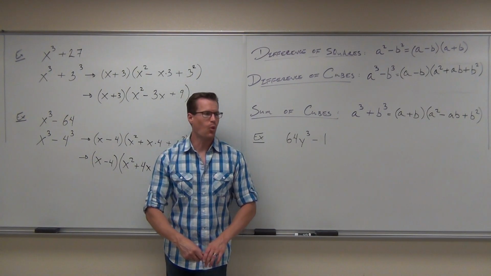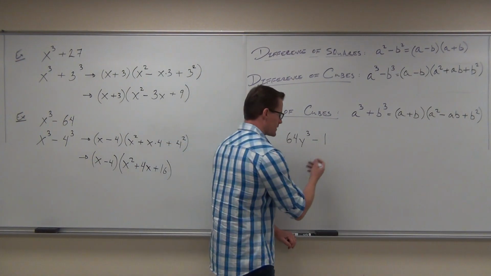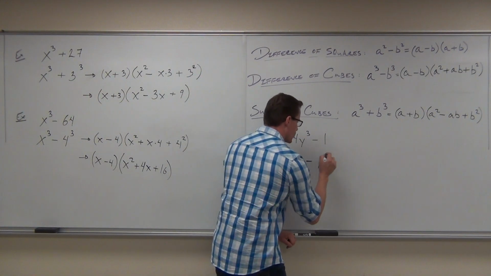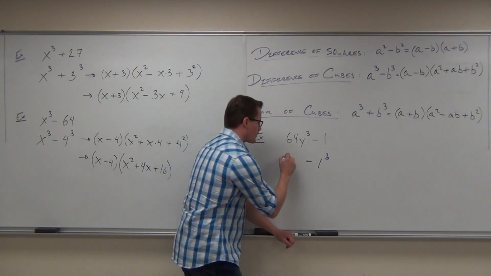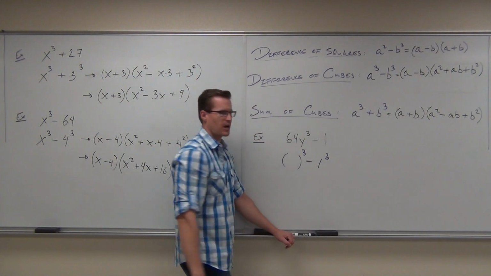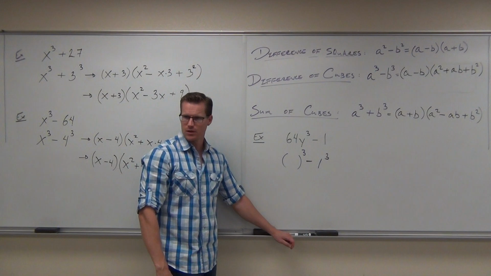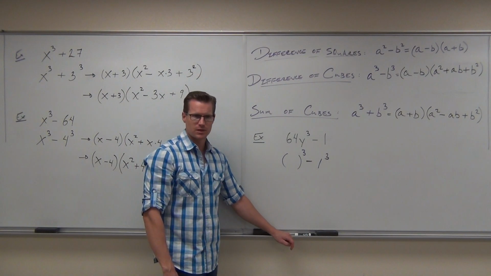Yes. One is one of those universal numbers. It's a square, it's a cube, it's anything. This could be written as one cubed. That's easy. Can I write this first term as something to the third power? We're going to talk about 64. 64 is an interesting number. It's a square and it's a cube. That's kind of cool.